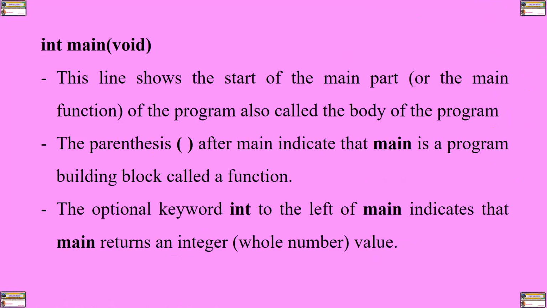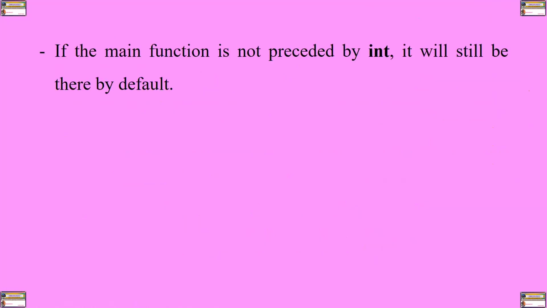The optional keyword int to the left of main indicates that main returns an integer or a whole number value. My dear students and the rest of the learners, for now, don't mind what that word int is all about in relation to main. Just know that anytime you are writing your program in C, it is included in your code. We are going to discuss more about what int is later in the series, where we will be learning about what we call functions or subprograms. If the main function is not preceded by int, it will still be there by default.